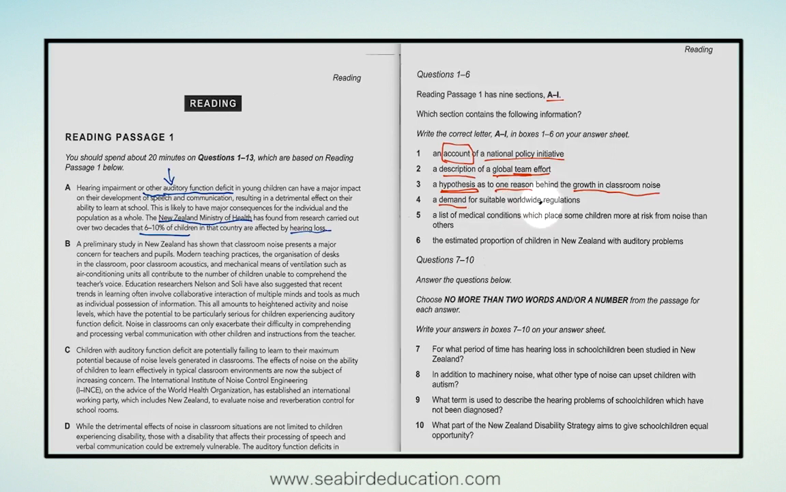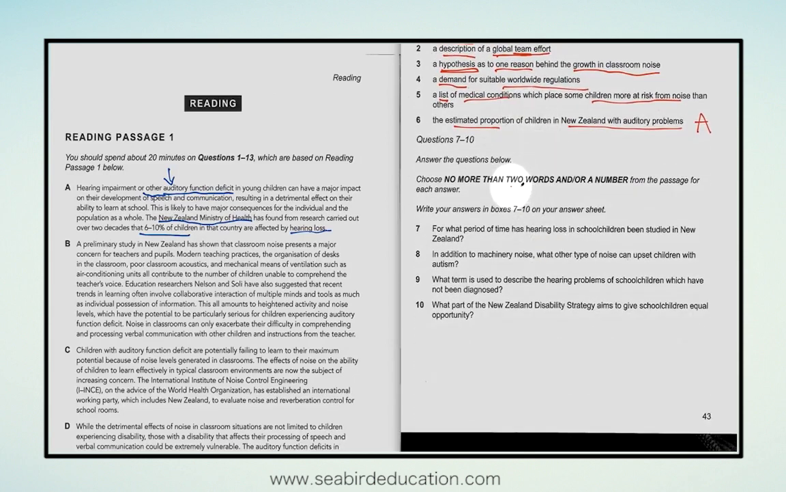Demand for suitable worldwide regulations, a list of medical conditions, some children more at risk from noise than others, and the estimated proportion in New Zealand. Now we've already seen that, 6 to 10%. So straight away we can say that this number 6 is A. So you've already done that one. And let's have a look at these questions down here.